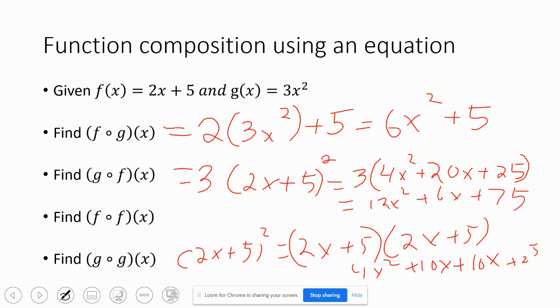I'm going to clear the screen before I do the last two, but that's the basic idea. You put in the first one g inside f, and the second one you put f inside g and simplify. Okay, so let's look at the second two.